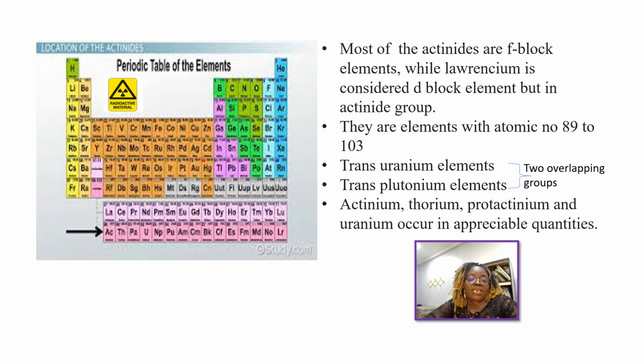Within the actinides, there are two overlapping groups. One, transuranium elements, which follow uranium in the periodic table, and secondly, transplutonium elements, which follow plutonium in the periodic table. These elements are radioactive in nature, and only the first four, actinium, thorium, protactinium, and uranium, occur in nature in appreciable quantities. The most abundant actinides are uranium and thorium. They release a large amount of energy on radioactive decay.